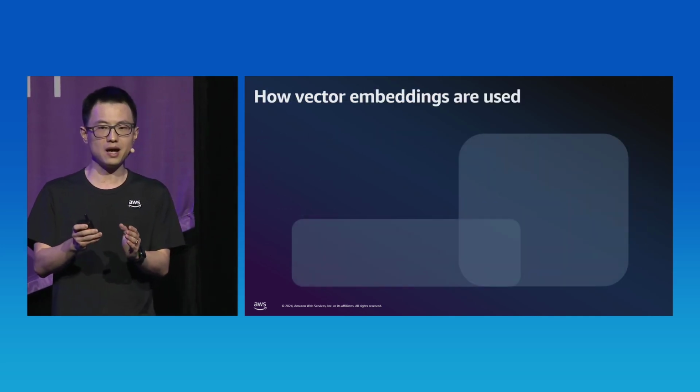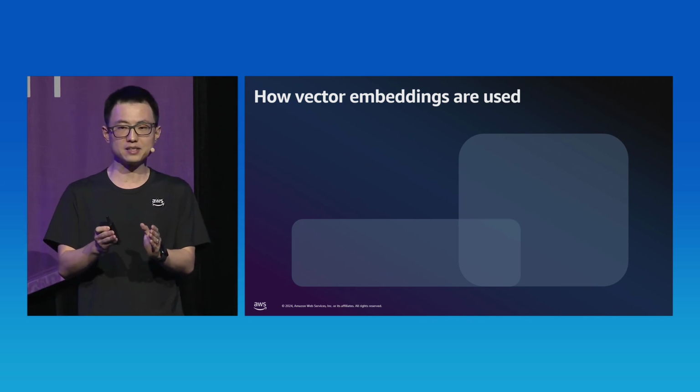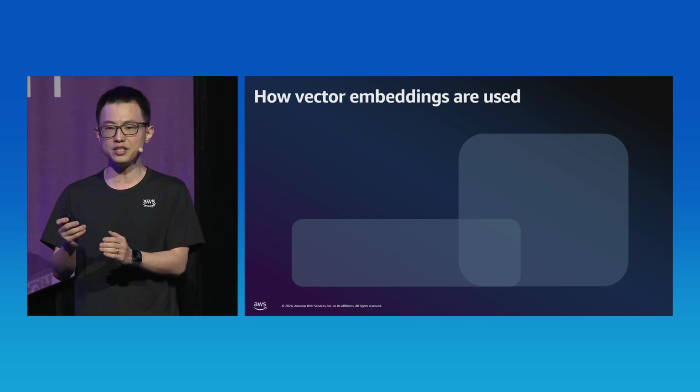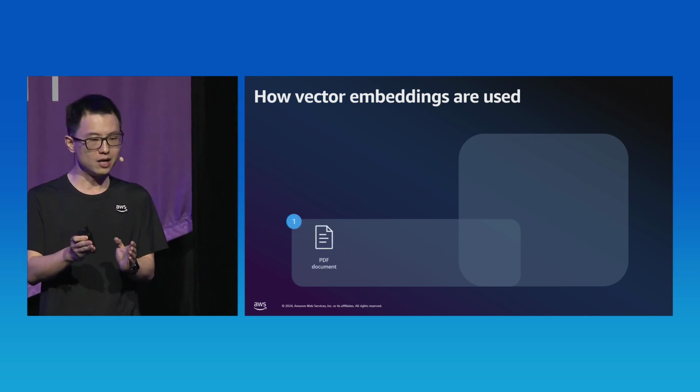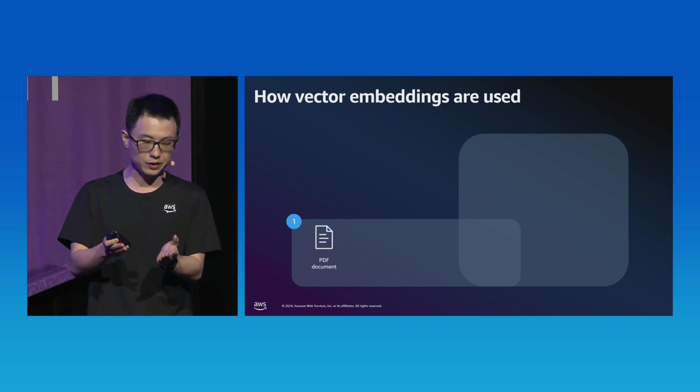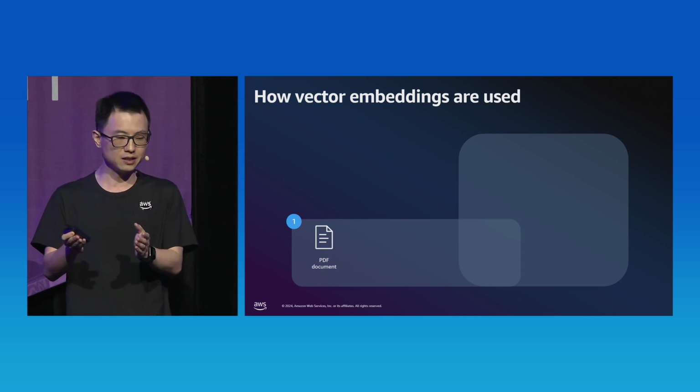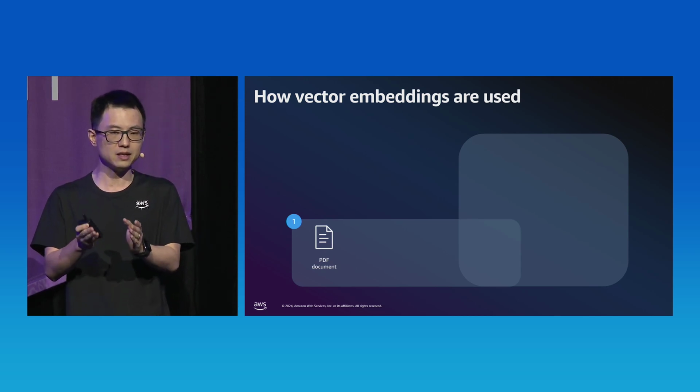This is how vector embeddings are typically used in a RAG framework. First, you need to prepare your data in a format. The format could be anything, but usually it's PDF.